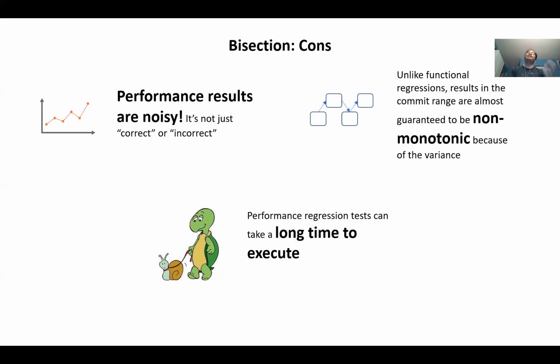And then the last disadvantage is that performance regression tests can take a very long time to execute. Again, this feeds off the very first disadvantage, because since you have very noisy results, oftentimes you need multiple iterations of the same metric when you're trying to get the results for that metric. Because of those multiple iterations, you take more time to actually get your numbers. So that's one of the cons.